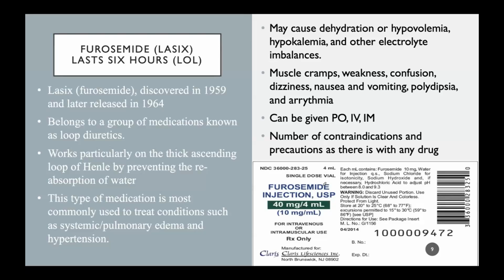But Lasix or furosemide, discovered in roughly 1959 and later released in 1964, belongs to a group of medications known as loop diuretics, and particularly, and we'll learn, particularly we're talking about the thick ascending loop of Henle. And this works by preventing the reabsorption of water back into the extracellular matrix or back into the nephrotic parenchyma. This type of medication is most commonly used to treat conditions such as systemic and pulmonary edema, hypertension, right? Hopefully all of us have had a patient that's been on Lasix. Could say 80% of my patients have been on.